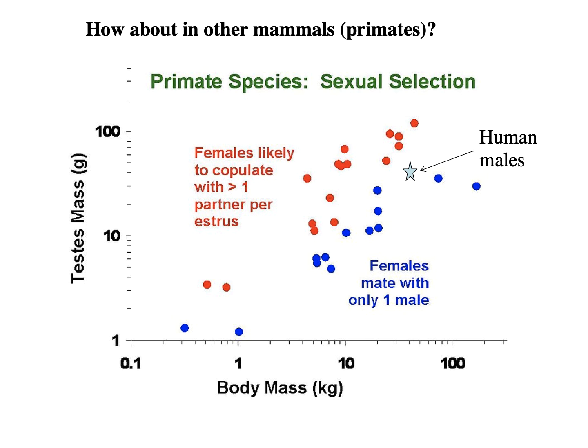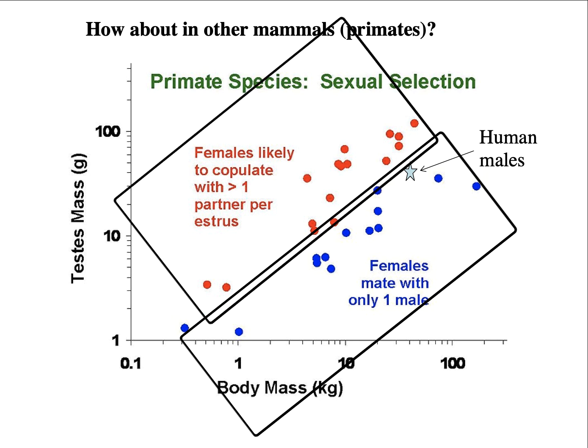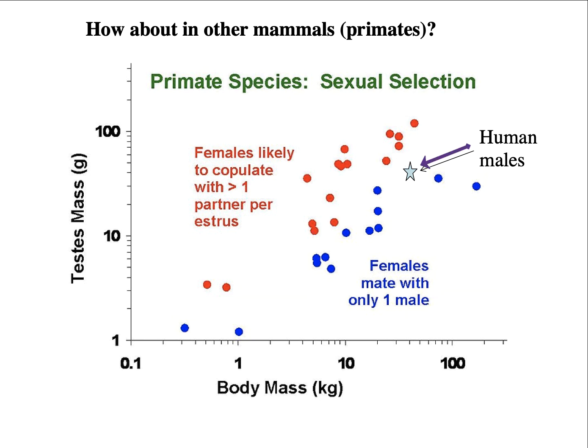So body size versus testes mass here, and in blue here are females that mate with only one male, so there are fewer copulations in general. And then females likely to copulate with more than one partner, and that's in red here. So humans are up here, sort of below the dividing line, and normally human males mate with one female, or possibly a few more than that, but on average about one.